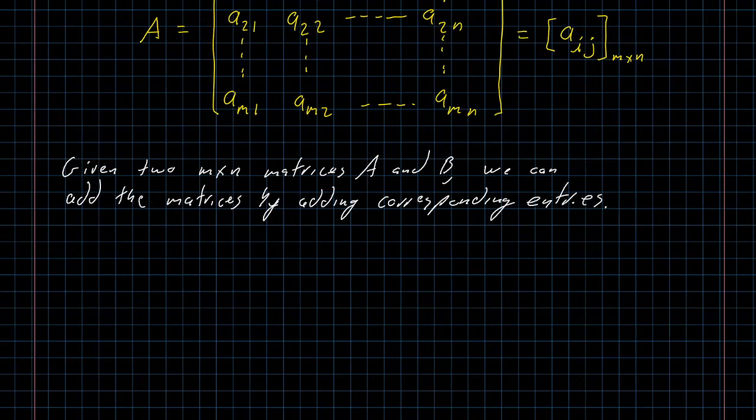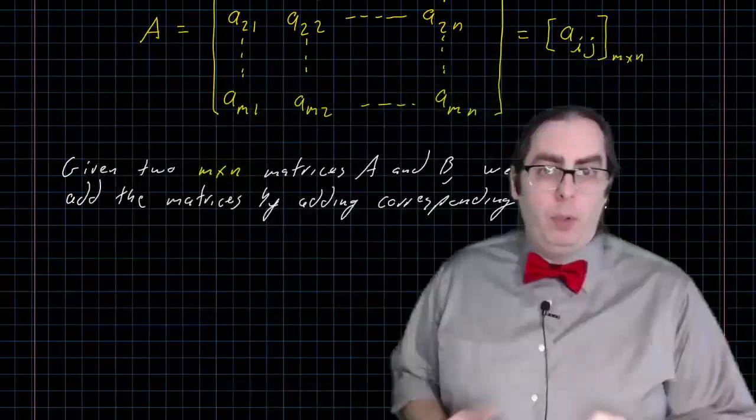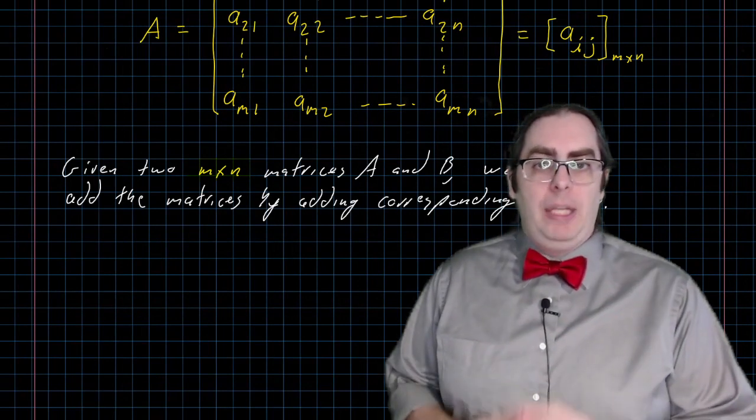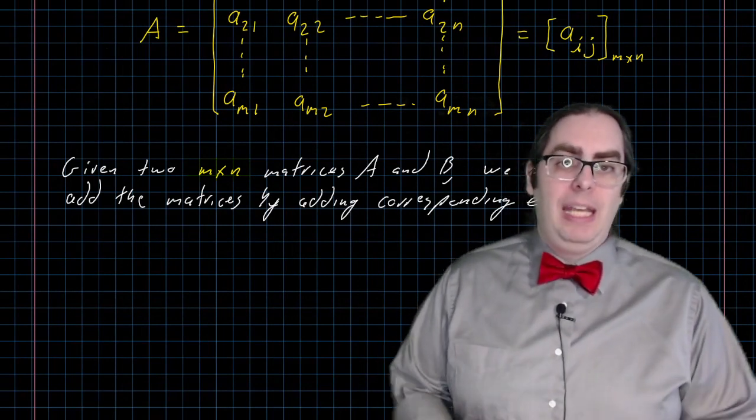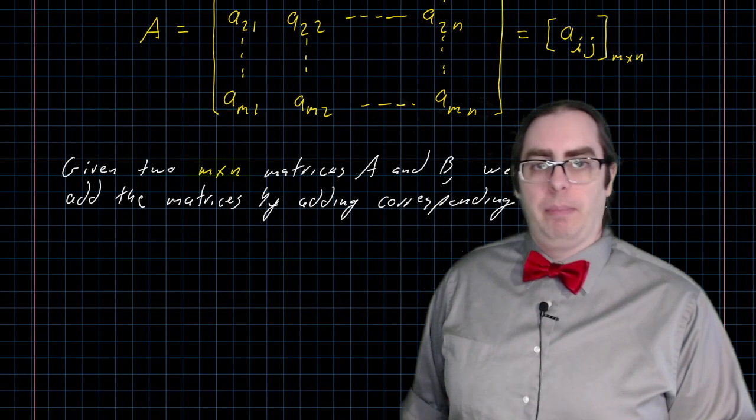Given two m by n matrices, which I'll name as A and B, we can add the matrices by adding the corresponding entries. One of the things I want to stress that is often missed if you've not dealt with matrices in the past is that I'm assuming that these are both m by n matrices. Or to put it more specifically, matrix A and matrix B have to have the same dimensions.